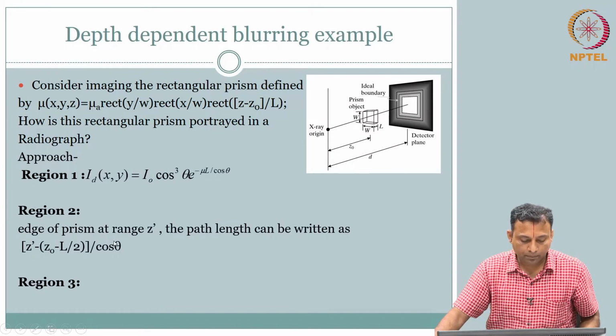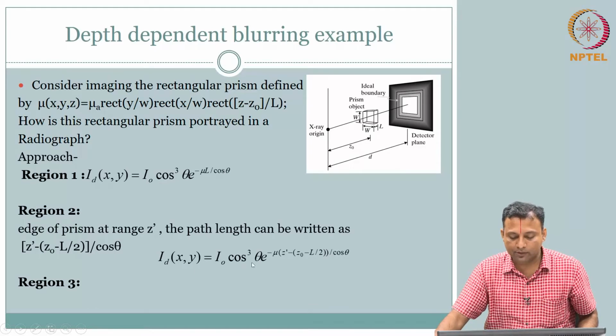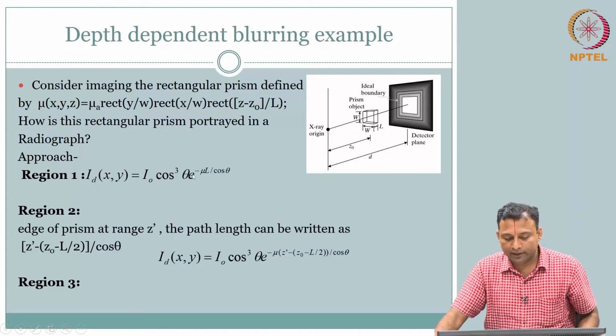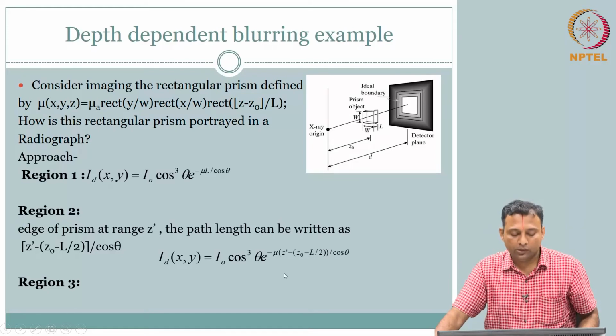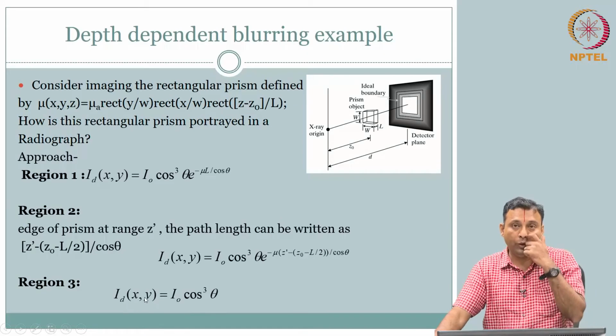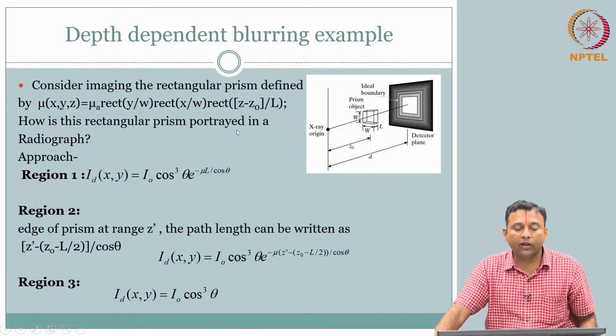That is your path length. Then your ID is going to be, everything else is the same, only the path length is going to be changed here for the formulation. So the third region, no issues, you do not have any object, so it is only your I naught cos cube theta.